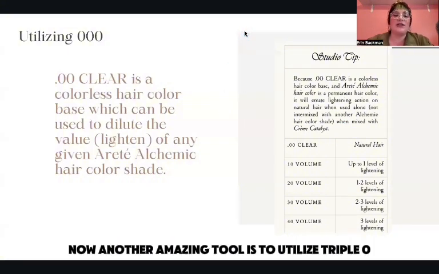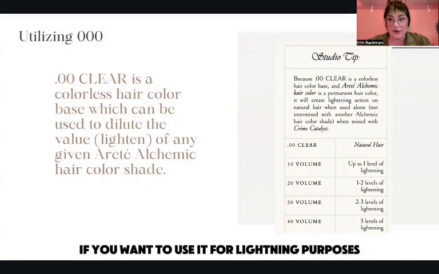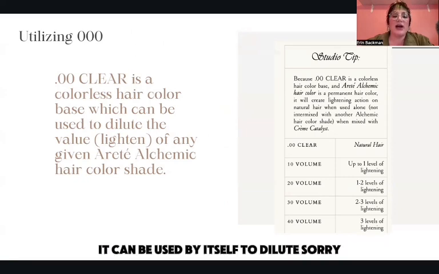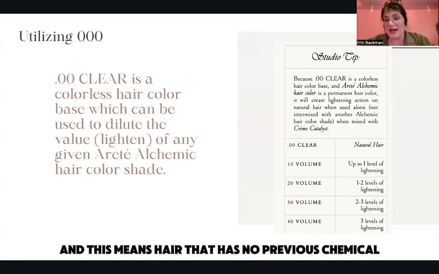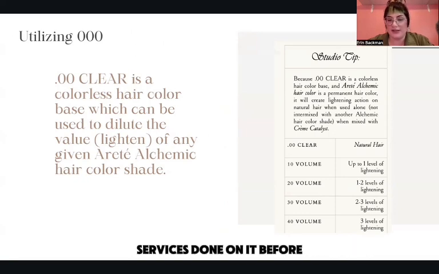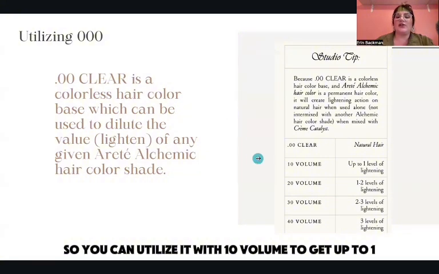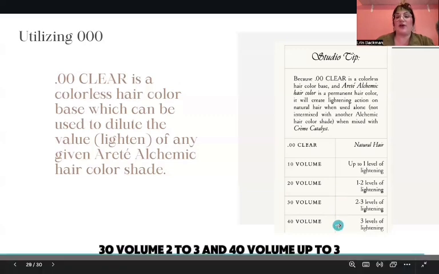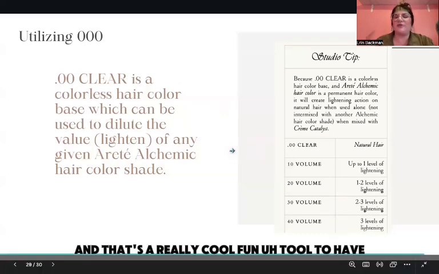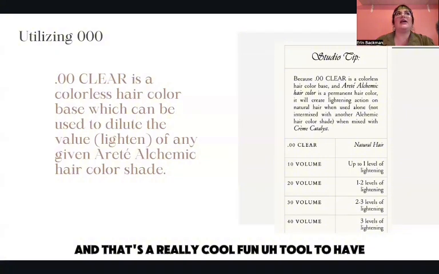Now, another amazing tool is to utilize 000 if you want to use it for lightening purposes. It can be used by itself to dilute any color, or it can be used by itself to lighten natural hair. And this means hair that has no previous chemical services done on it before. So you can utilize it with 10 volume to get up to 1 level, 20 volume, 1 to 2, 30 volume, 2 to 3, and 40 volume up to 3. And that's a really cool, fun tool to have.